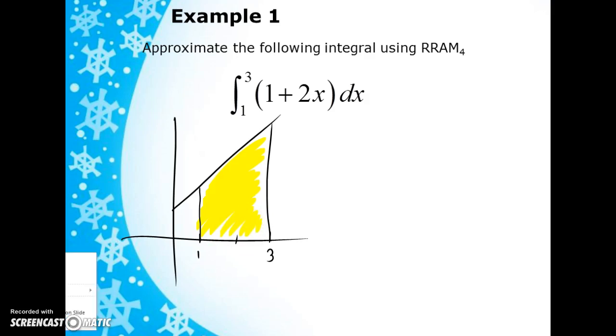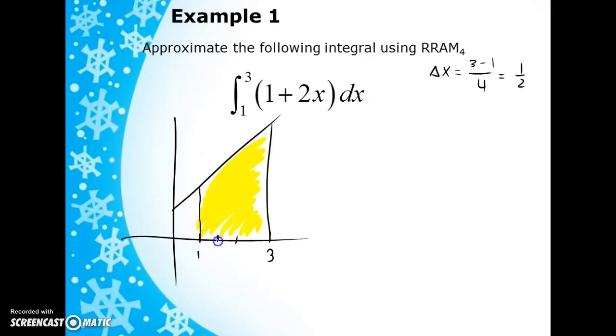How are we going to do that? We're going to do that via RAM sub 4. So the first thing I might want to do is figure out my delta x. My delta x is the high value 3 minus the low value of 1 divided by the n rectangles I'm going to be using. So my delta x is going to be 1/2, meaning that the width of each one of the 4 rectangles I'm going to draw is 1/2.